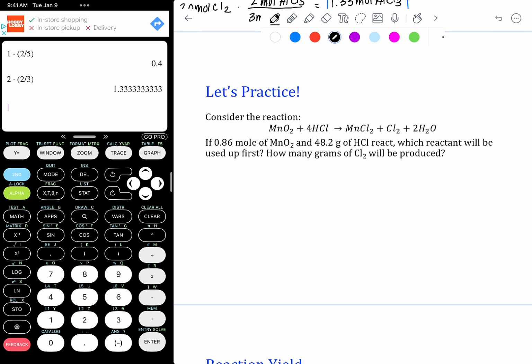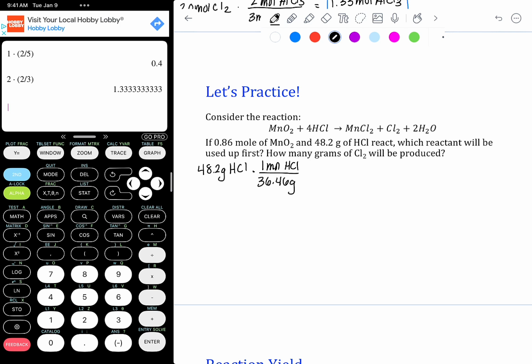Okay, so the first thing that we're going to want to do is, instead of going right into our mole ratio to compare our reactants to our products, we first want to convert grams to moles so that we can properly use our mole ratio. So we're going to start with the 48.2 grams of HCl, and we're going to convert that to moles. We're going to use the molar mass of HCl, so 1 mole of HCl is equal to 36.46 grams, and again, I'm just getting that from the periodic table.